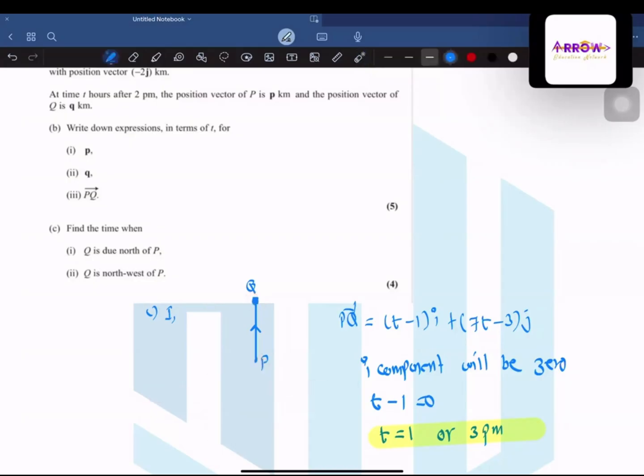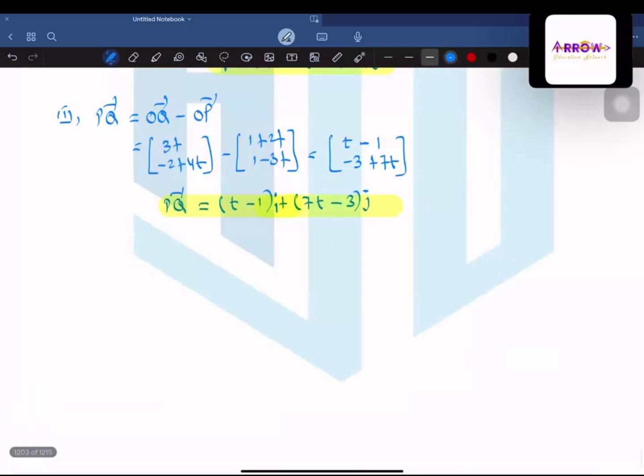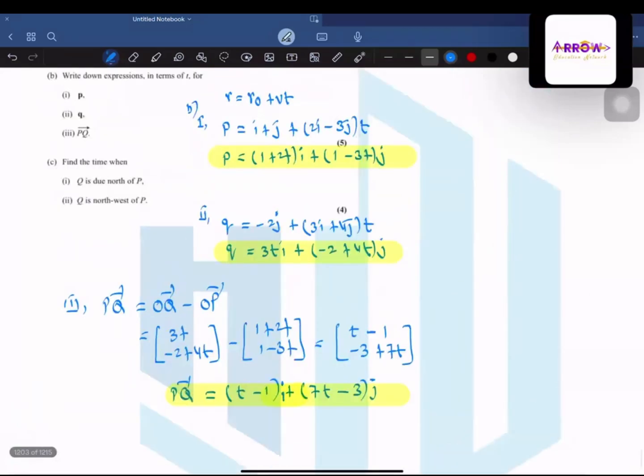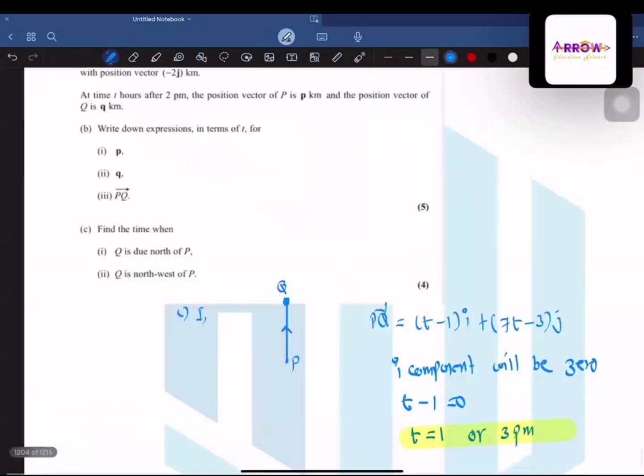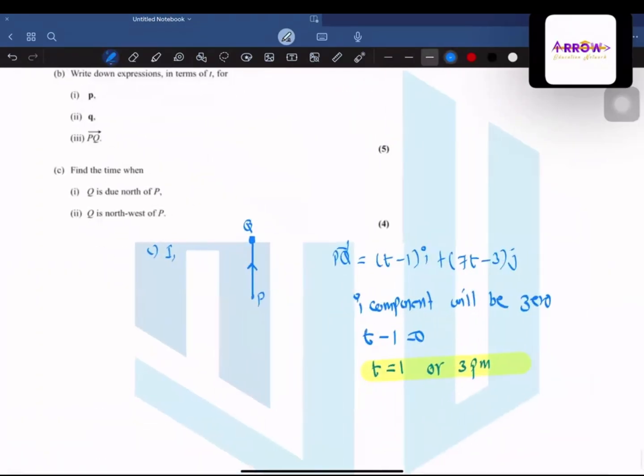So alternatively, you can just equate the I component of P with the I component of Q, meaning 1 plus 2t will be equal to 3t. This will also give you the same thing. 1 plus 2t is equal to 3t. This is an alternative way to do this.